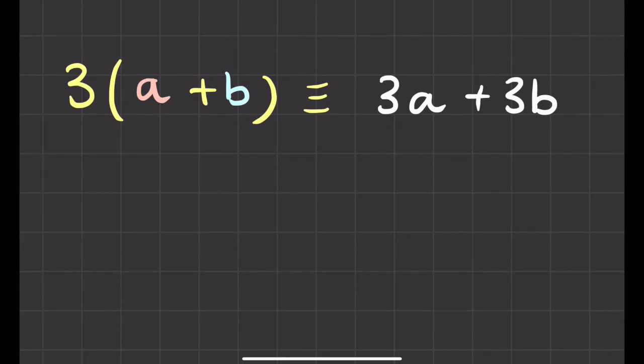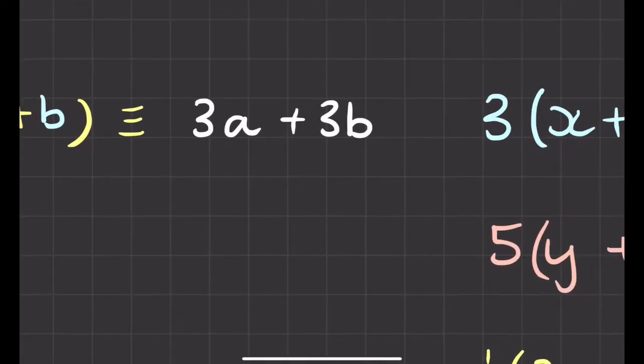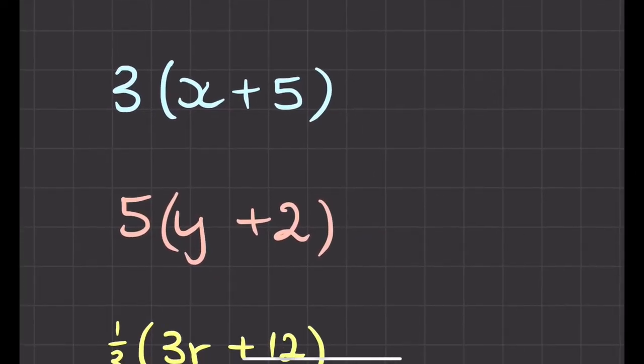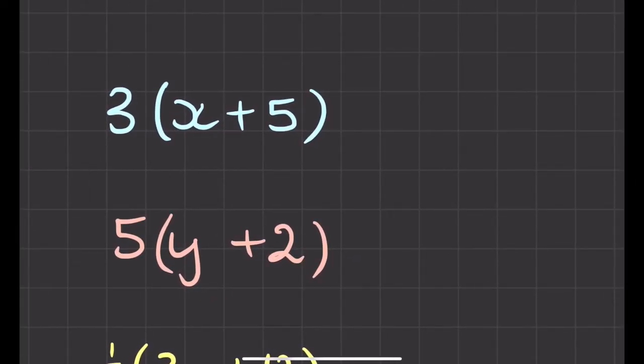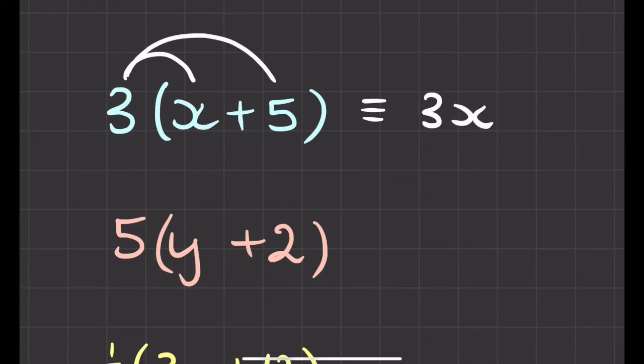Okay. Right, let's have a go at some more questions. So here I've got 3 groups of everything. I've got 3 groups of x, so that's going to give me 3 x's. And I've got 3 groups of 5, so that's going to give me, what's 3 times 5? 15. Lovely. Right, let's have a go at the next one.